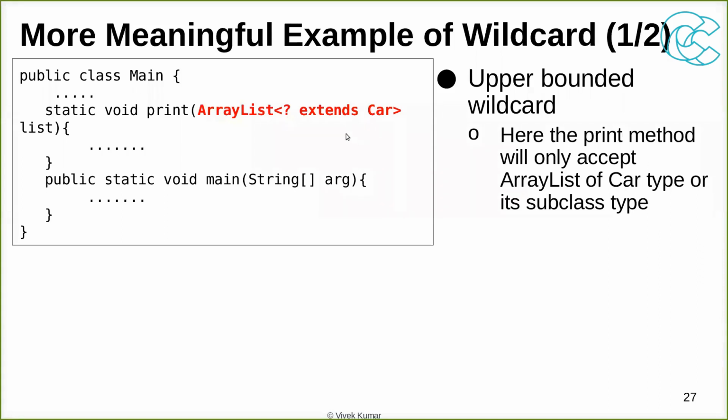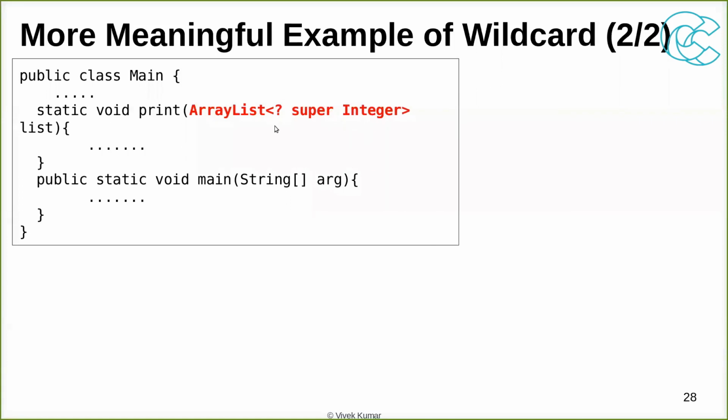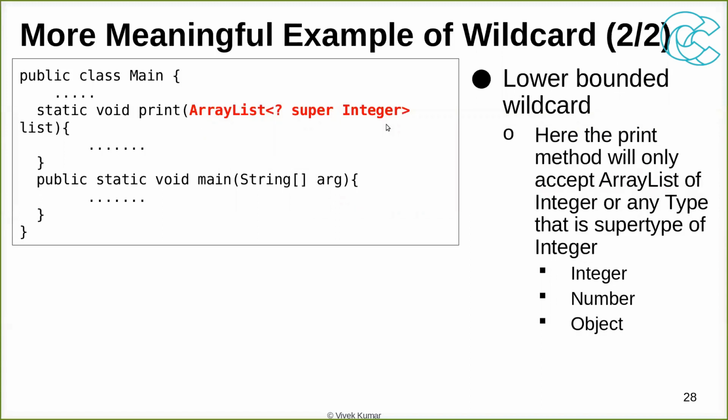There is also a version with the lower bound. You can have a wildcard super integer. That means that for any type that you pass in, integer should be a subclass of it, or any type that is a superclass of integer also. So for example, you can have integer, number, object. All these can be passed as the type here, and the wildcard would be okay with it. It can replace this wildcard symbol with any of these types.